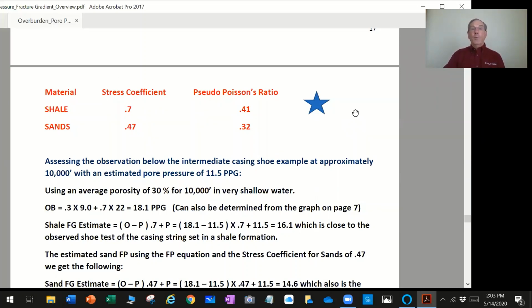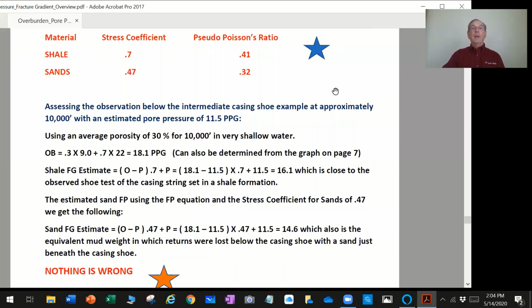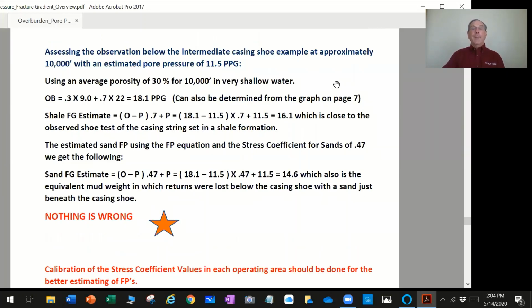Very important. If you're planning wells in the Gulf of Mexico area, I think they will probably serve you pretty well. But always do your best to calibrate, and as best you can, get the best information you can on your operating area. So let's take a look at the observation example that happened to me.